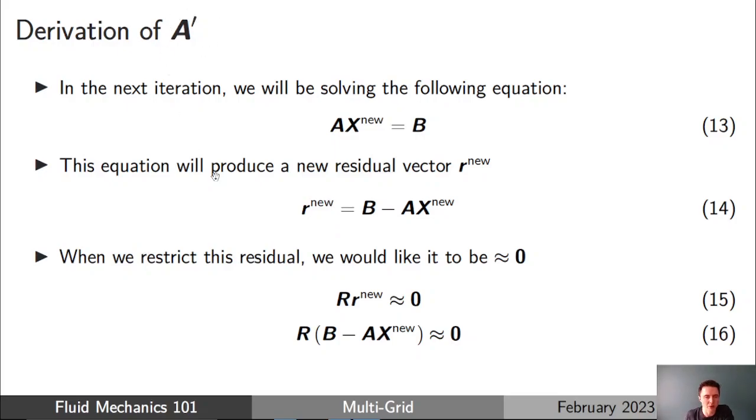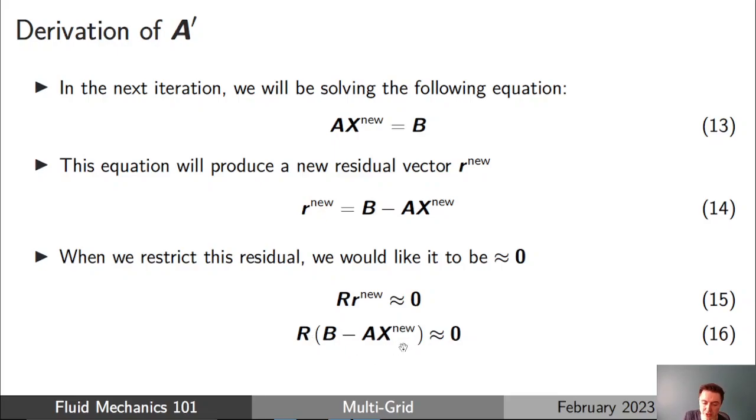And to derive an equation for A prime, we're going to place a requirement on this. And the requirement is that when we restrict the new residual vector, so when we multiply it by the restriction matrix R, we want this to be very small. We want it to be approximately equal to 0, because our algorithm is converging. We want to bring our residual down rapidly and fast towards 0. So with that constraint, we can substitute equation 14 into equation 15 for r nu, and that allows us to arrive at equation 16. So R, the restriction matrix, multiplied by b minus A x nu is approximately equal to 0.